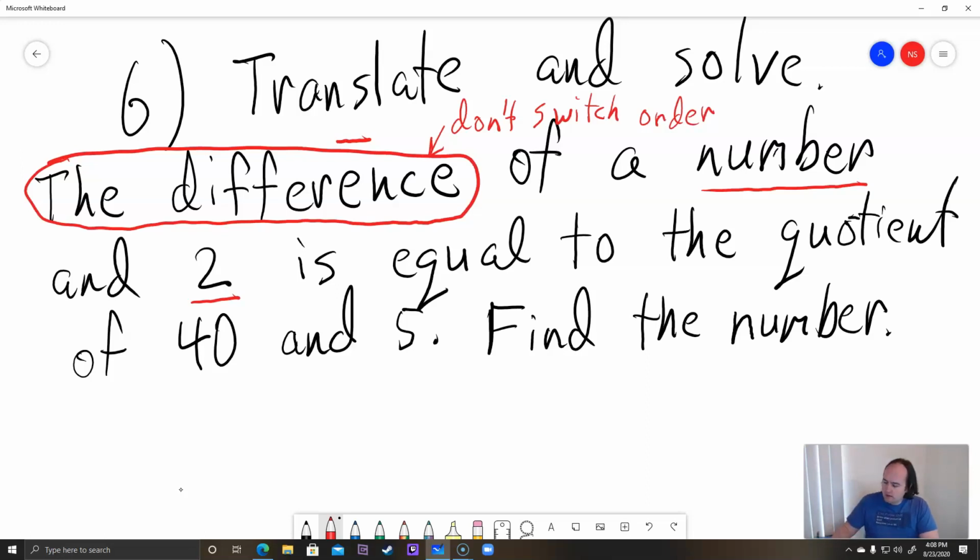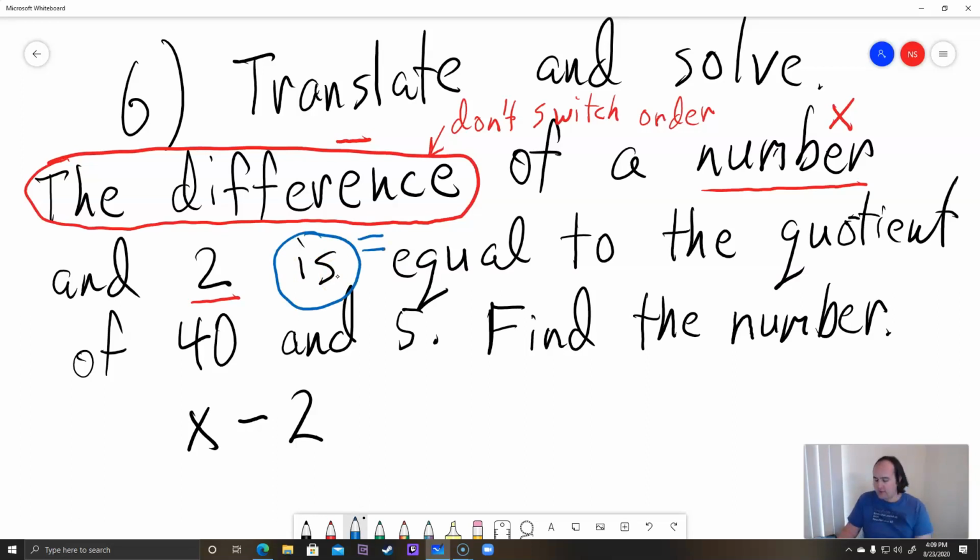Okay? So a number is going to translate as x, and then we have the difference of a number x and 2. So that's actually all going to translate as x minus 2. We are not switching the order because difference does not switch the order in which you say things, or the order in which you write them, rather. Okay? But then the next part of this problem is the word is. So how do we always translate is? Well, is always translates as equals.